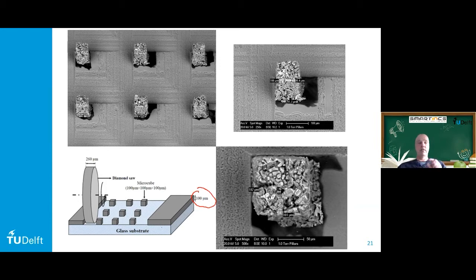So we have a small plate of 100 micrometers on top of the glass substrate, and then we use a very precise diamond saw to cut in two directions. And then what we end up with are cubes on a glass plate of 100 micrometer in size. So then we can do tests on this very small cube. This is how they look under the microscope, under an ESEM microscope. You see these cubes nicely sitting there, waiting to be loaded by your nano indenter.